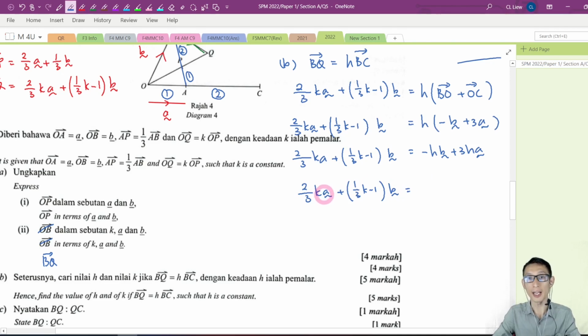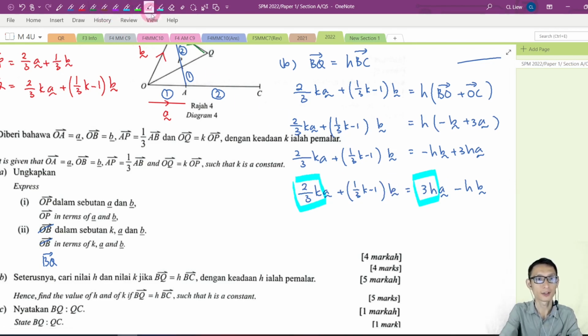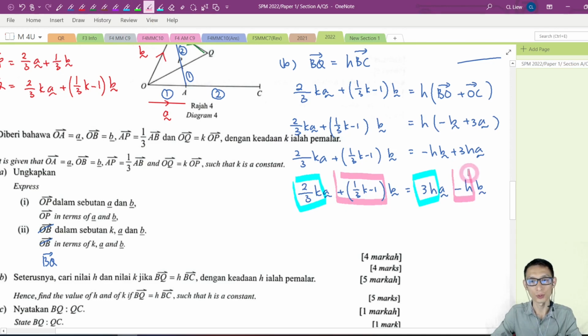Since I write A first followed by B, here I'm going to do the same thing. 3HA followed by B. Now what we are going to do, compare both sides. A and A compare. So here, this is equal to this. And this whole thing is equal to this. Let me use this method to get the answer of H and K first. Later on, I'll show you the second method.